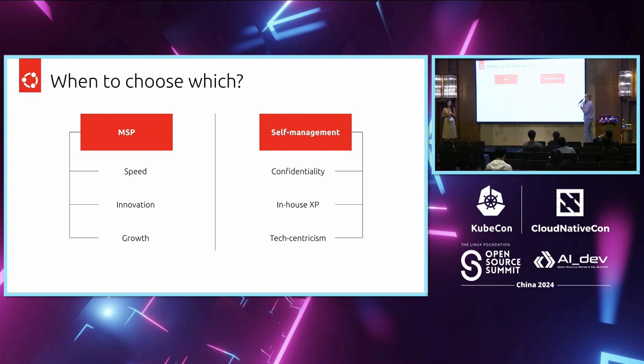If you're looking at a high level of confidentiality and you're very interested in building in-house expertise in operational excellence in AI, self-management is a better choice. If you're also looking to grow into tech-centricism, and by this I mean providing solutions for other customers that will allow them to reach operational excellence, then definitely self-management is the way to go. If you're basically looking to give tools that have operations to other customers, then it's best that you learn to manage your own tools.